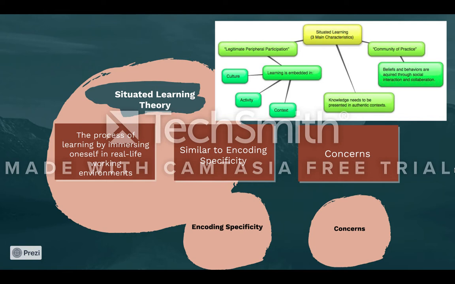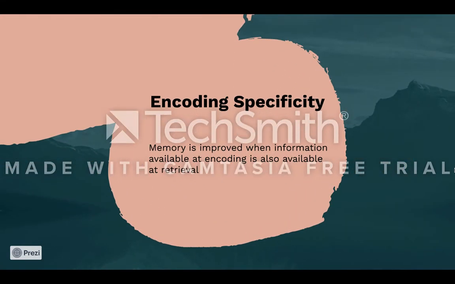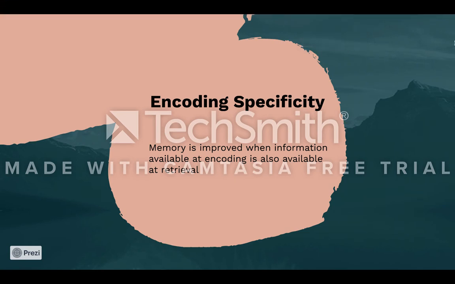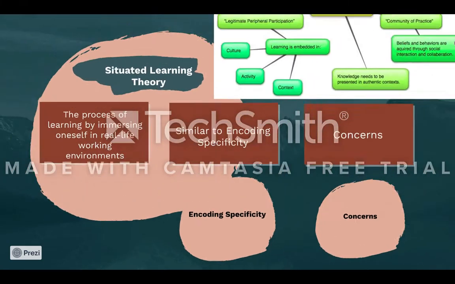As I was going through this, it reminded me of a psychology concept called encoding specificity. Encoding specificity simply says that memory is improved when information available at encoding is also available at retrieval. This was studied by Tulving and Thomas, who did some very interesting research involving scuba diving. They found that those who learned scuba diving on land and then took the test in the water did worse than those who learned scuba diving in the water and then took the test in the water. You can see how this could be very applicable to situated learning theory, and that learning the material in the environment and in the community in which one is going to actually perform those tasks would help them to remember what they learned a little bit better.